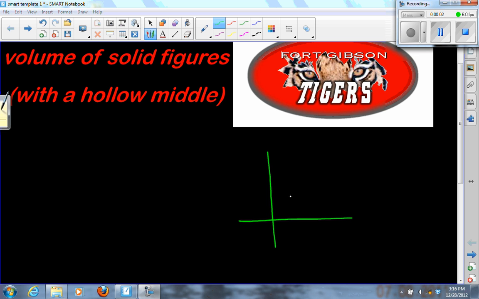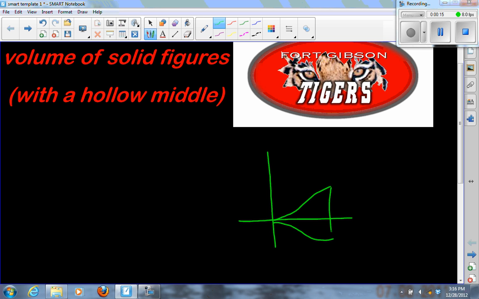Sometimes companies will make, let's say, chocolates like Hershey Kisses. They look kind of like this. You could use a regression to find this line and revolve that. You'd get your Hershey Kiss, and you could find how much chocolate is in there. That's a solid figure with a solid middle. Everything is filled in with chocolate, and it's pretty easy to do. You just say pi times whatever formula this is, squared, from however long the Hershey Kiss is.